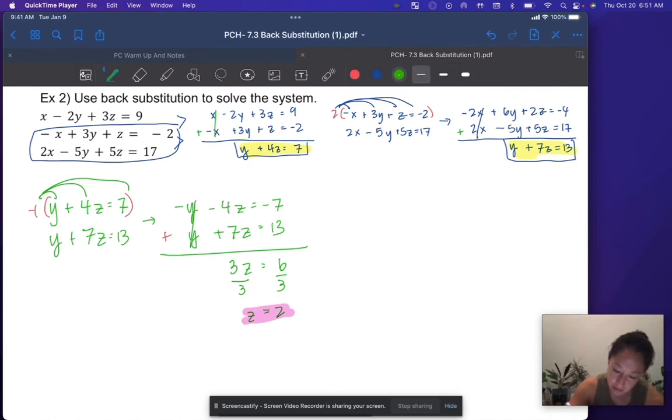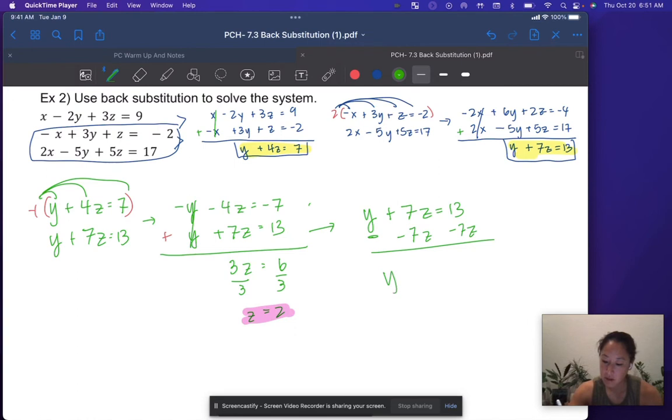Right here, you choose either equation. So I'm going to just choose the bottom one. y plus 7z is equal to 13. I'm going to isolate the y because that's what I want to solve for. So I'm going to subtract 7z from both sides. I get y is equal to 13 minus 7z.